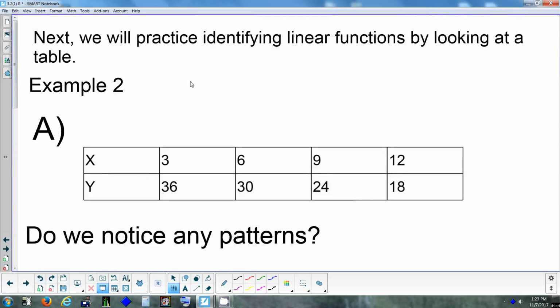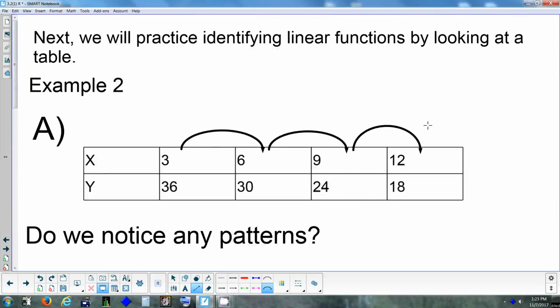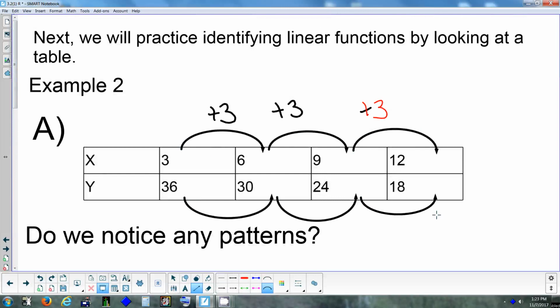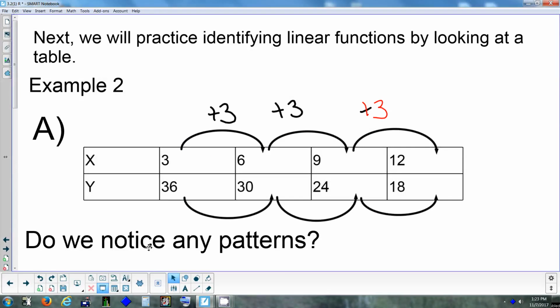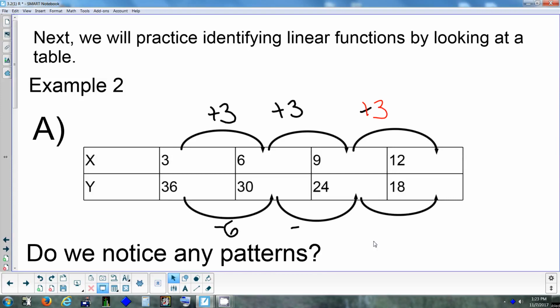All right? So we're going to practice identifying linear functions by looking at a table. So this is example 2, question A. All right. So what's happening to the x value every time? From the 3 to the 6, the 6 to the 9, the 9 to the 12. What's happening, Will? It's adding by 3 every time. So plus 3, plus 3, plus 3. It's constant, right? It's the same number. All right. Now, the y values, we go from 36 to 30, to 24 to 18. Like Noah just said, we're minusing 6 every time.